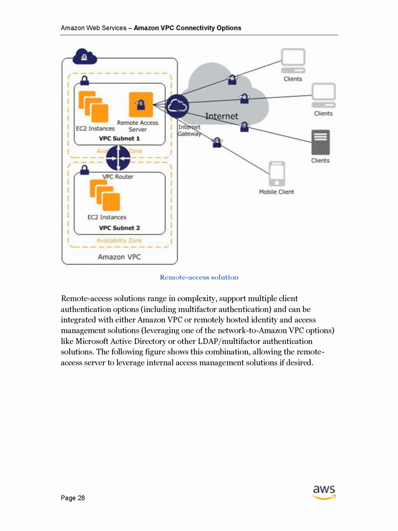Remote access solutions range in complexity, support multiple client authentication options, including multi-factor authentication, and can be integrated with either Amazon VPC or remotely hosted identity and access management solutions, leveraging one of the network to Amazon VPC options, like Microsoft Active Directory or other LDAP/multi-factor authentication solutions. The following figure shows this combination, allowing the remote access server to leverage internal access management solutions if desired.